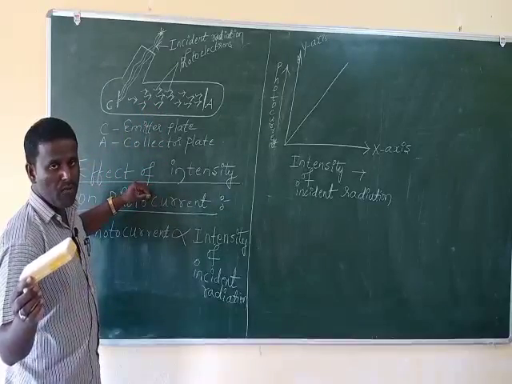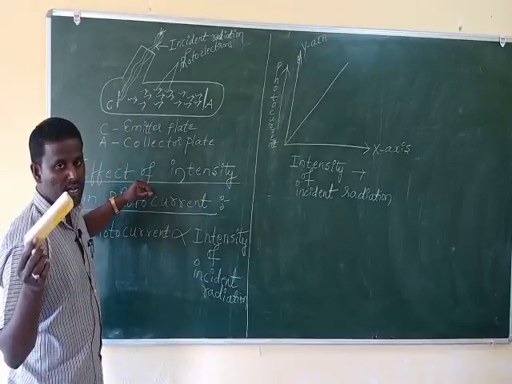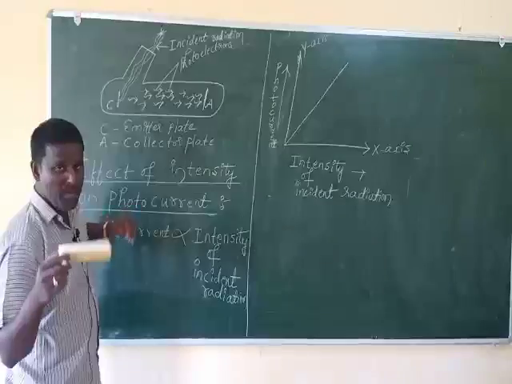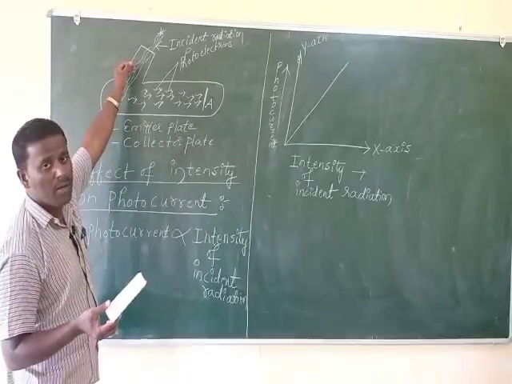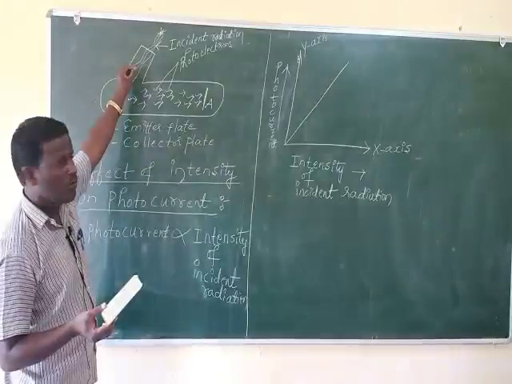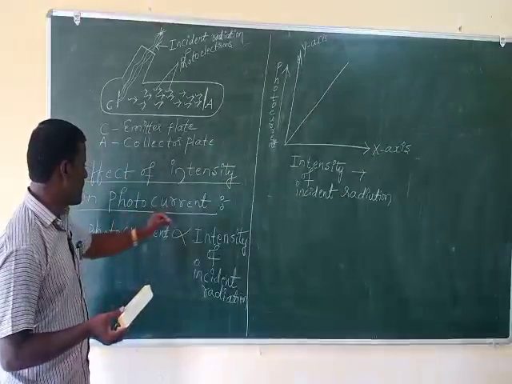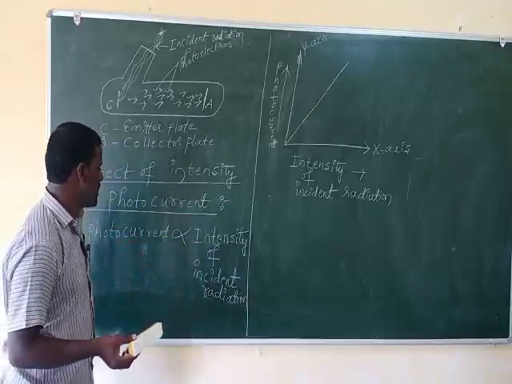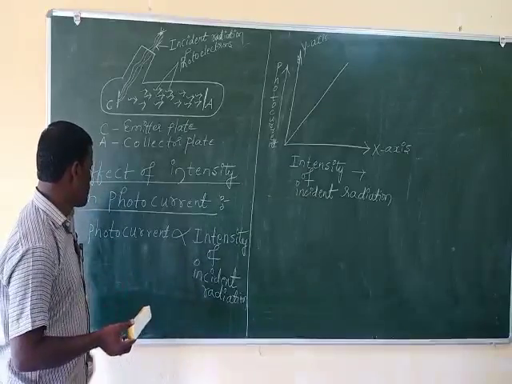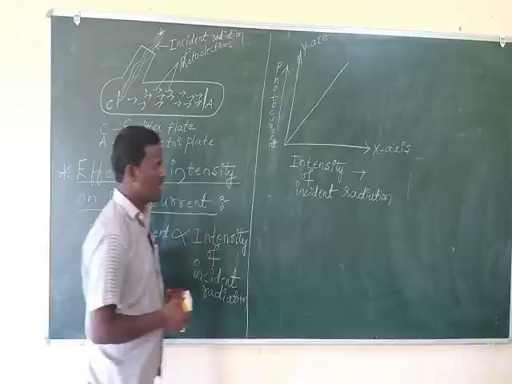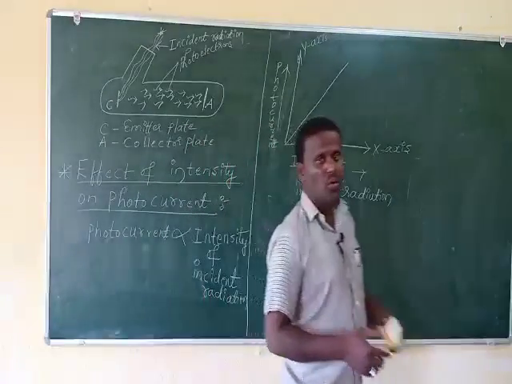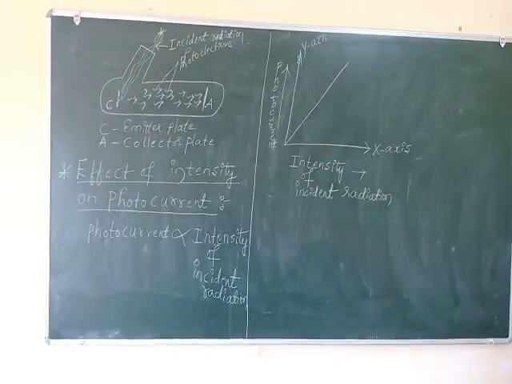So when the number of electrons emitted is maximum, the light is having maximum intensity. So the intensity of the incident radiation is directly proportional to the photocurrent, right?